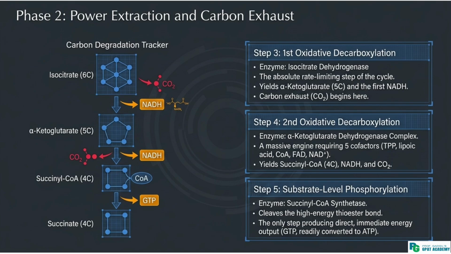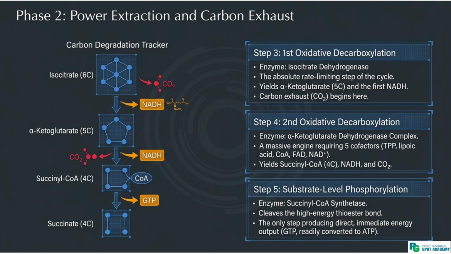Step 5 is the substrate level phosphorylation, that is, direct ATP or GTP synthesis. The enzyme is succinyl-CoA synthetase, also called succinate thiokinase. The reaction: the high energy thioester bond in succinyl-CoA is broken, releasing CoA and driving the phosphorylation of GDP to GTP. Succinate is formed.